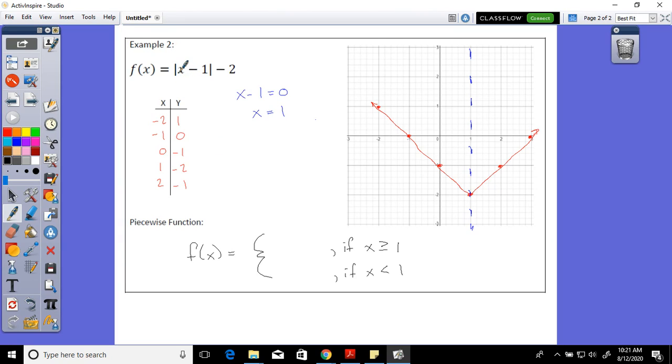If I plug in 1, 1 minus 1 gives me 0. Comes out 0, which is fine. Same thing here. If it's 2 or 3 or whatever, 2 minus 1 is going to be 1. When it comes out, it's still going to be a +1. So it's going to be this same function. So what we're going to do is replace the absolute value bars with parentheses.